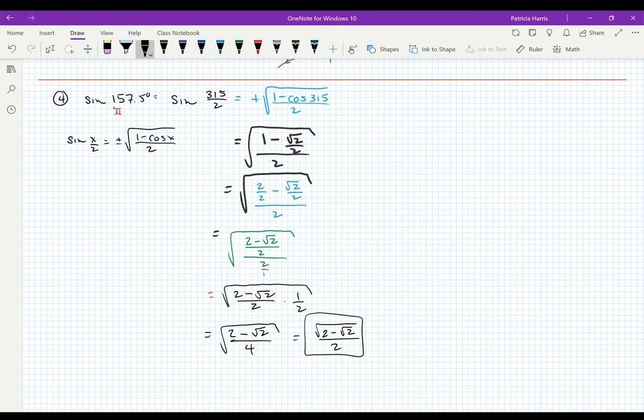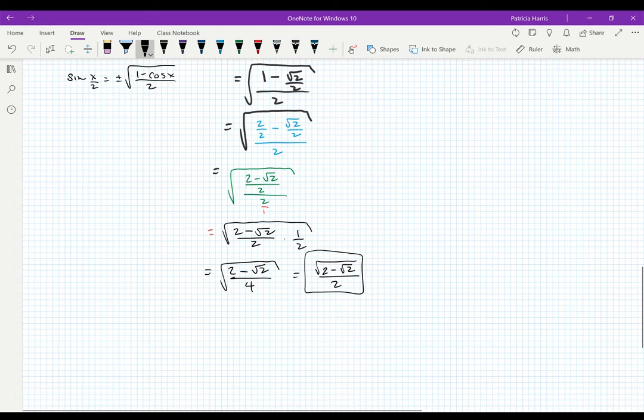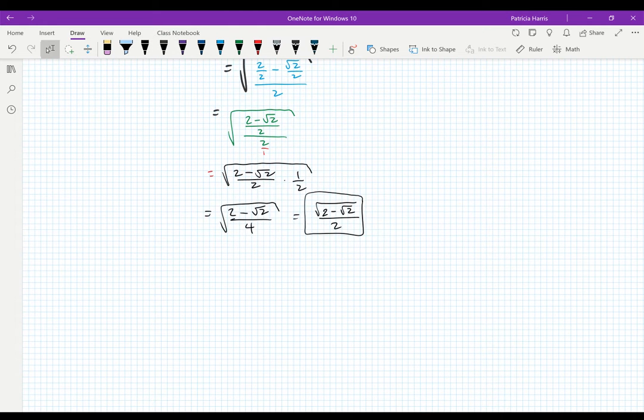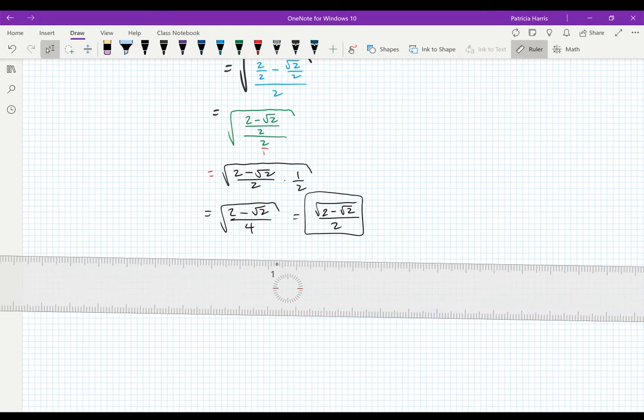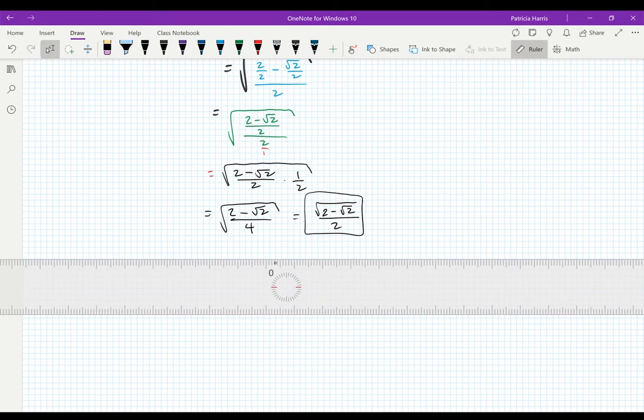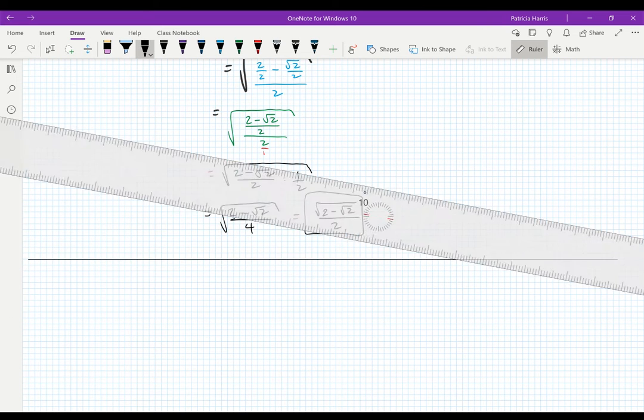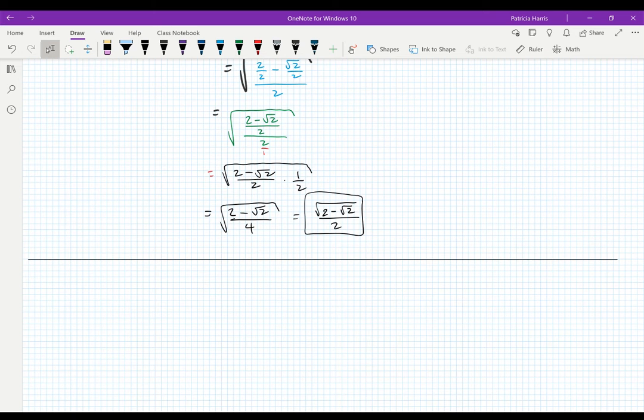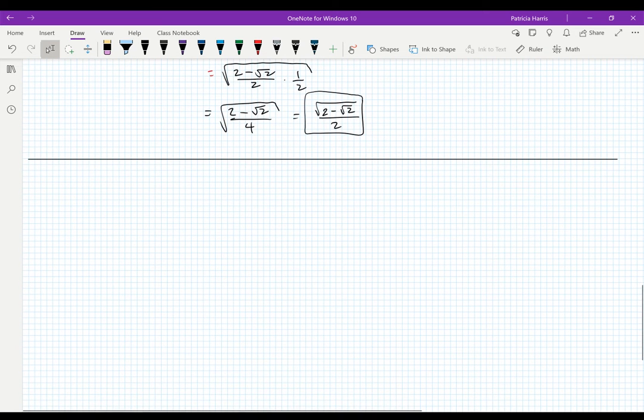Okay, so again, a lot of simplifying, a lot of fractions. Okay, all right, last one. Let's see, this is number 5. Sorry to make you a little dizzy there.